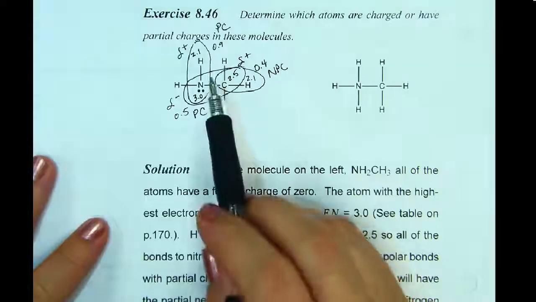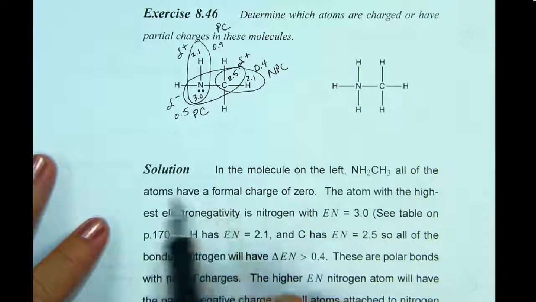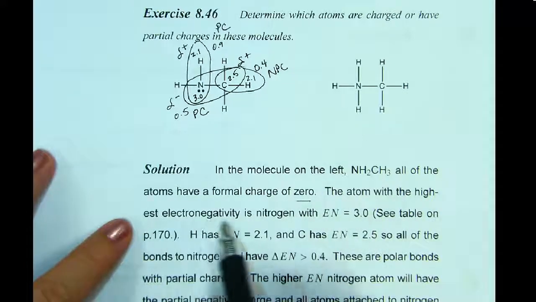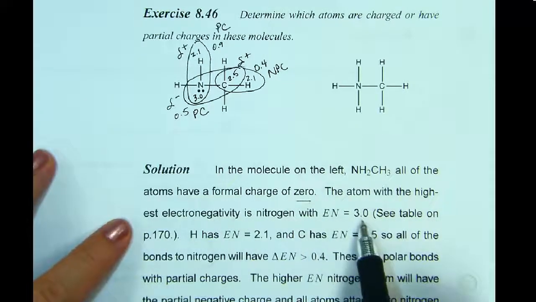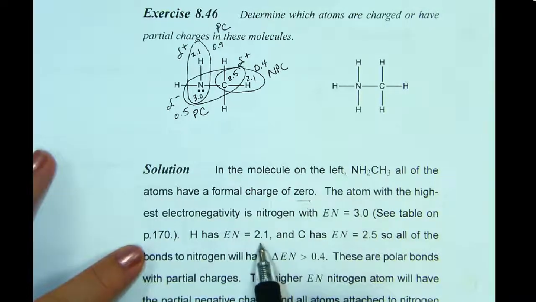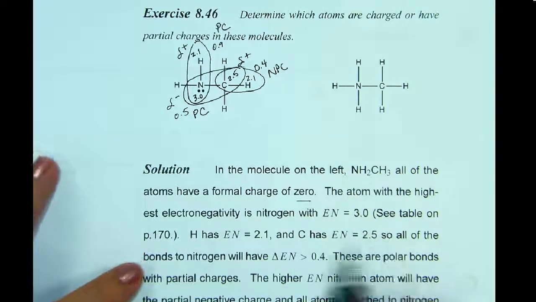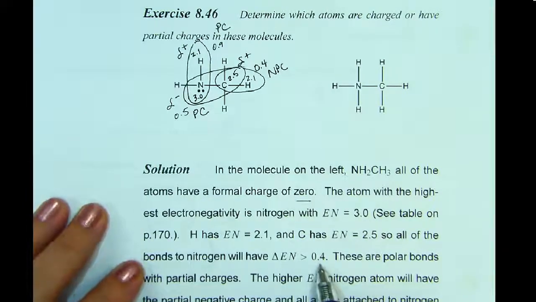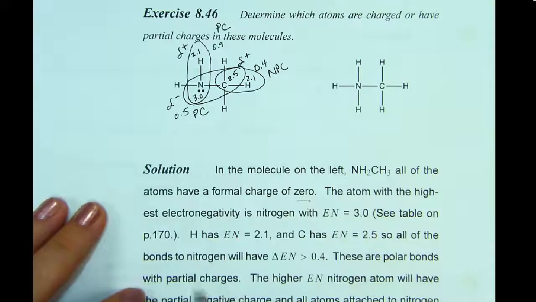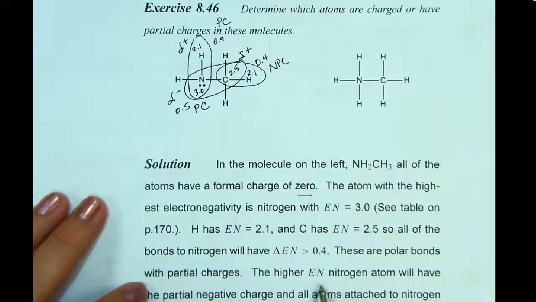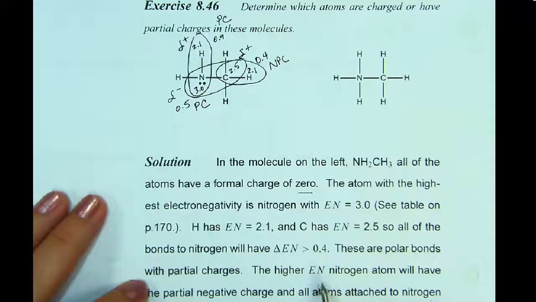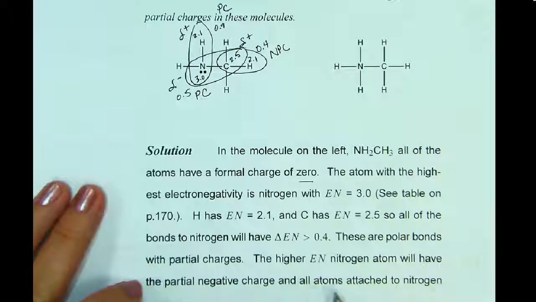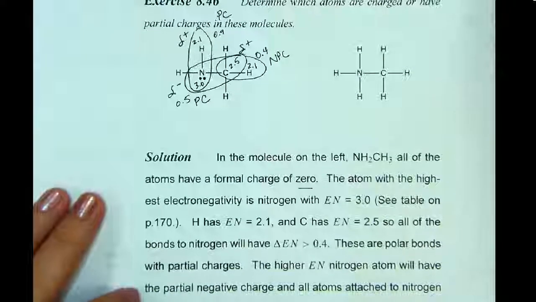In the molecule on the left, NH2CH3, all of the atoms have a formal charge of 0. The atom with the highest electronegativity is nitrogen with a 3.0. Hydrogen has a 2.1, carbon a 2.5, so all of the bonds of nitrogen will have an electronegativity difference of greater than 0.4. These are polar bonds with partial charges. The higher electronegative nitrogen atom will have the partial negative charge, and all atoms attached to nitrogen will have the partial positive charges.